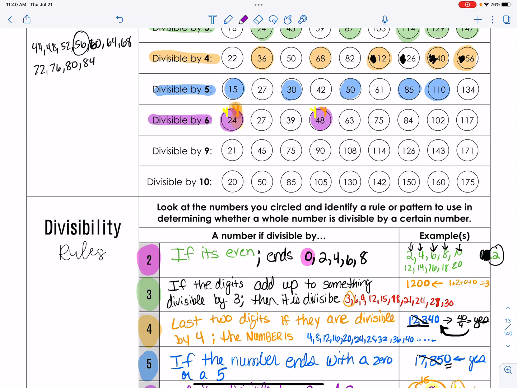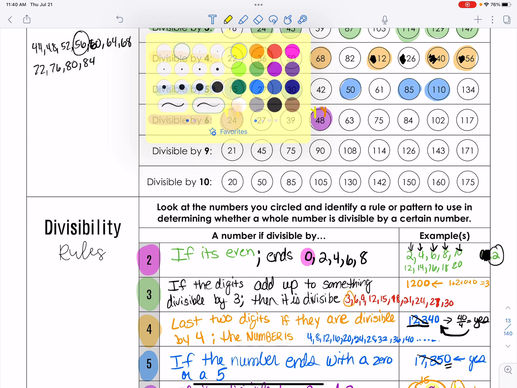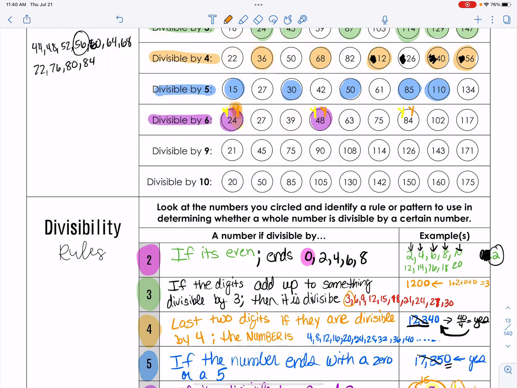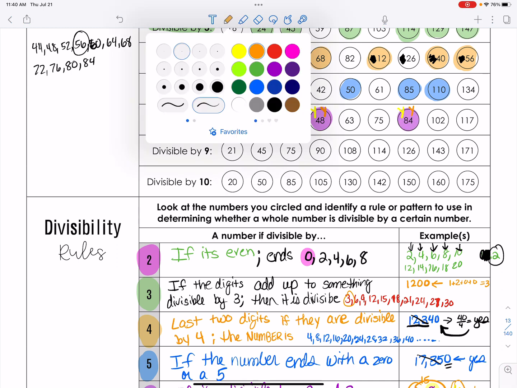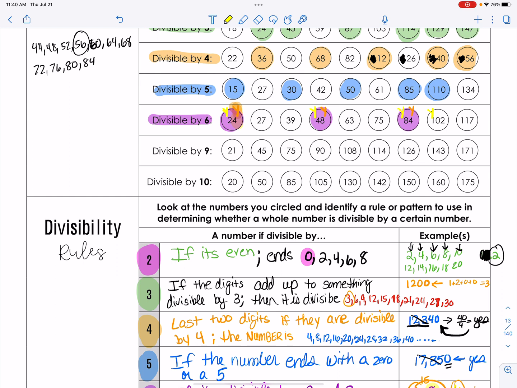Okay, 84 is even. So the answer to the question, does it divide by 2, is a yes. And when I add them up, I get 12. So that's a yes. So this one works. 102 is even. So the answer to that question is yes. And if I add those up, I get 3. So the answer to that question is a yes. So this thing is divisible by 6. 117 is not even. So you don't even have to worry about it.